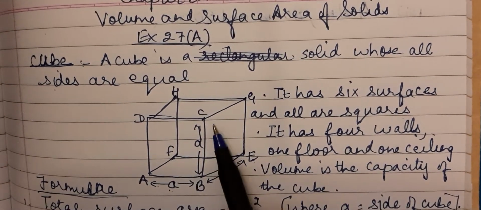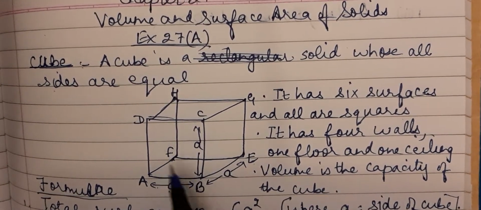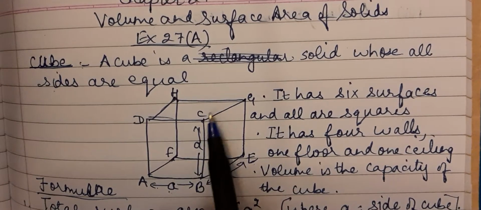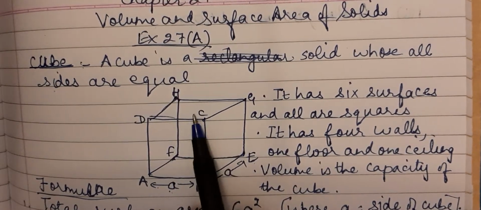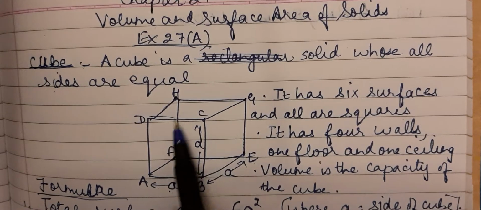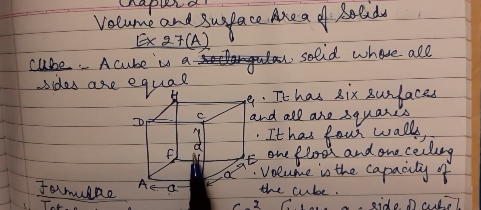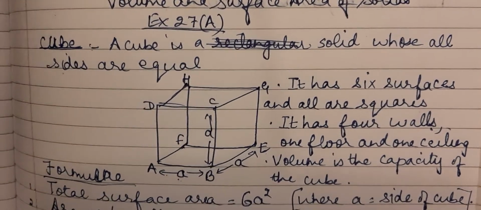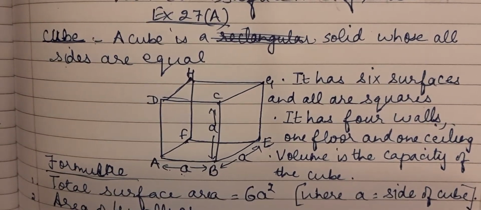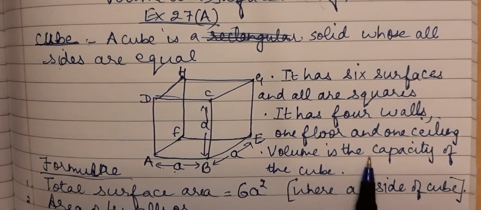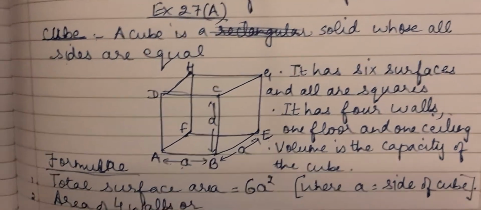And your walls are the surfaces. Your floor is also a surface. Your ceiling is also a surface. But volume is the capacity in which you are having your desks and chairs and sitting inside the room. That is called the capacity of the room. Or in other words, volume is the capacity of the cube.